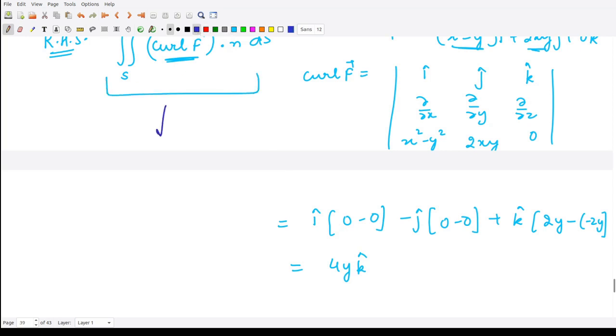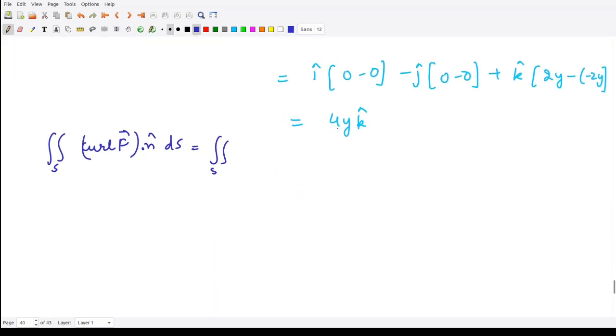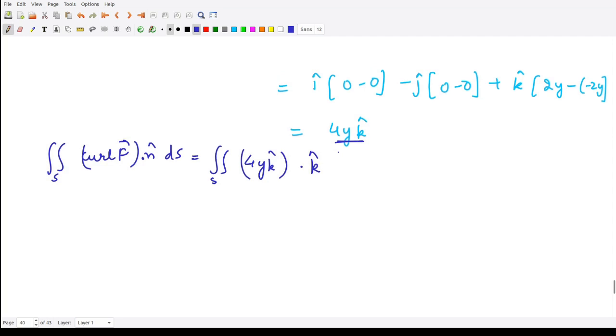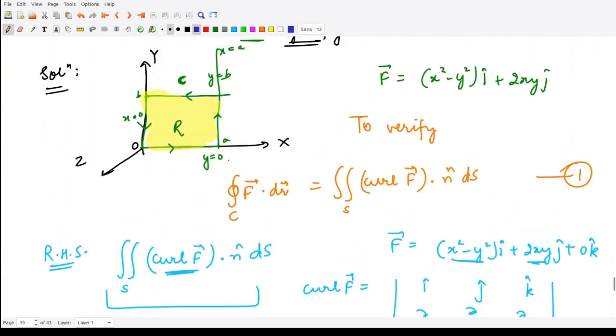Now you have this curl of f, so we can solve this thing. It would be simply equal to the surface integral over s of curl f dot n vector ds. So we have 4y k cap dot with k cap. Why k cap? Because here the given surface is this surface in the xy plane.